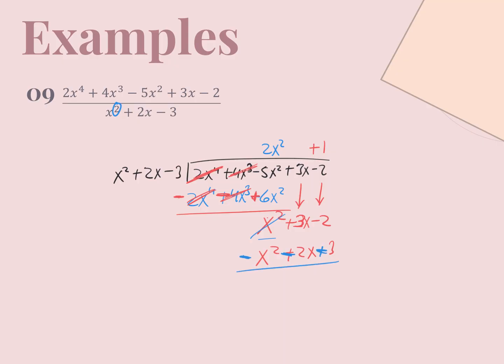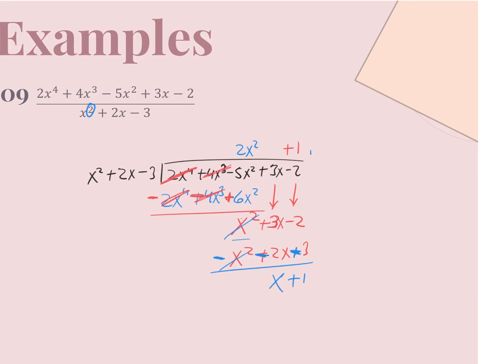And then that's going to cancel this out. 3x minus 2x is going to get you an x, and then -2 plus 3 is going to get you plus 1. So that means your remainder is x plus 1.